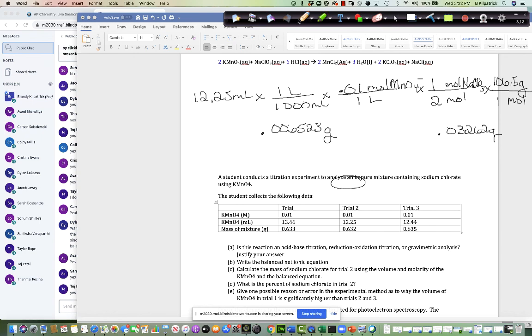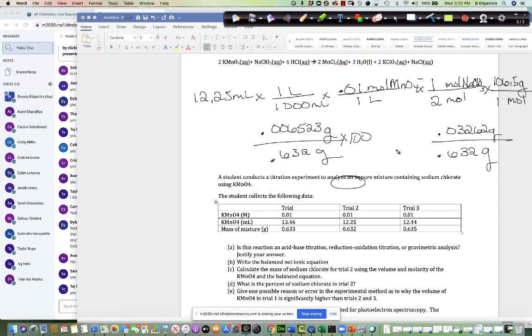The next question is asking about the percentage. So this is the total mass of the mixture. So now to get your percentage, you're just going to divide what you got by the total. So if you did this number, it'd be that. And then you have to multiply by 100.